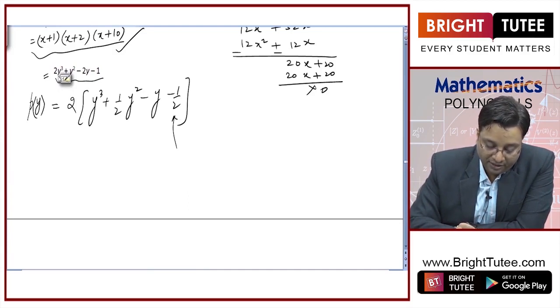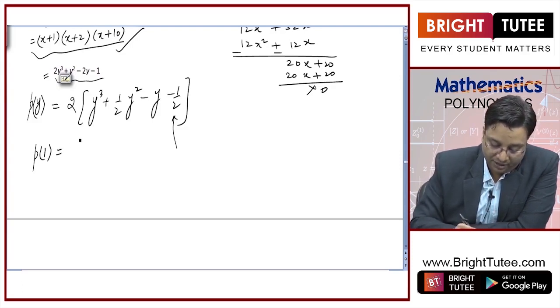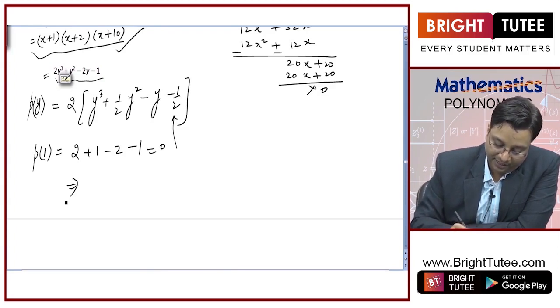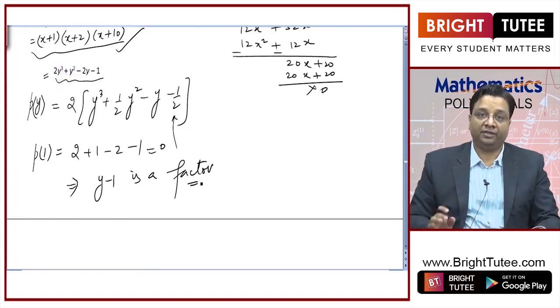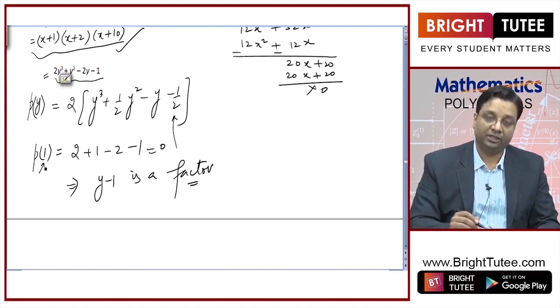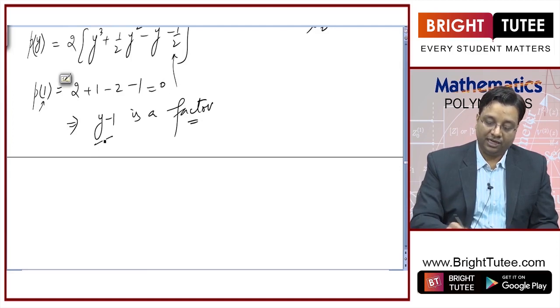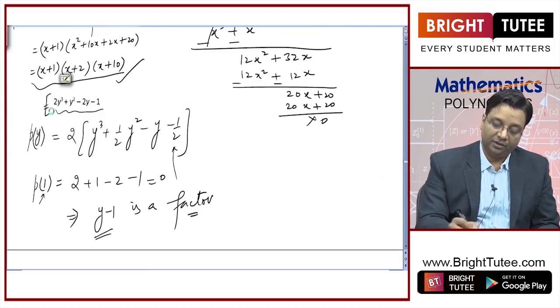If I put 1 here, it will give me 2 plus 1, 3, right. So if I put p of 1, it will give me 2 plus 1 minus 2 minus 1, 0, right. Hence, I can say y minus 1 is a factor of it, right, because 1 is a factor of every number. So I always start with putting the variable equal to 1. In this case, it worked. So I've got a linear factor. Now the task is to find the remaining quadratic expression.